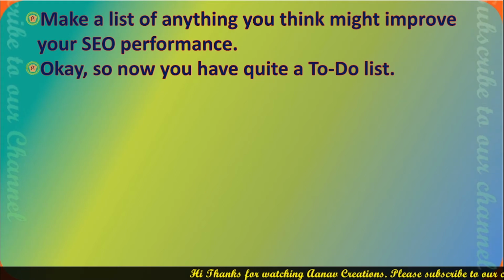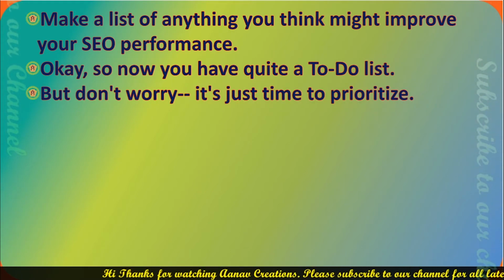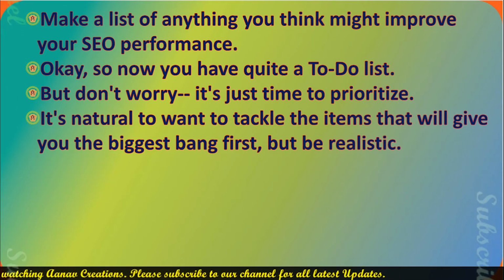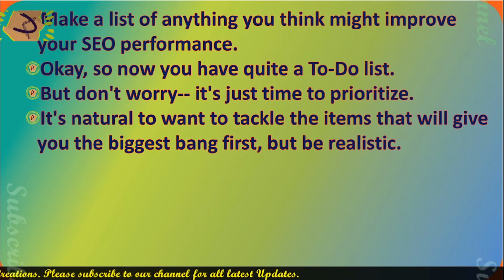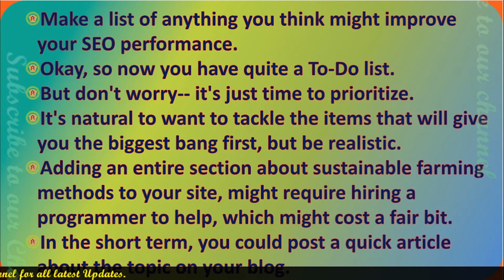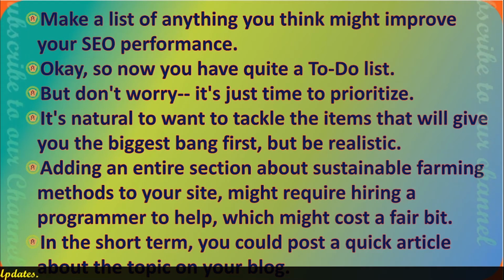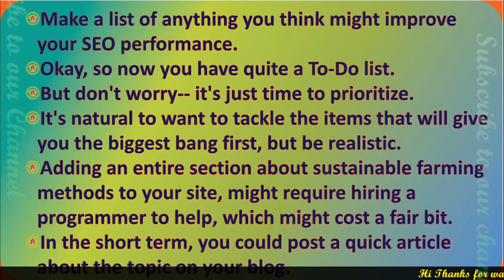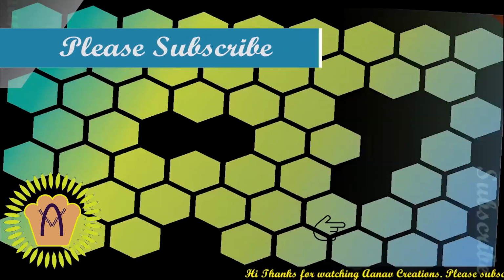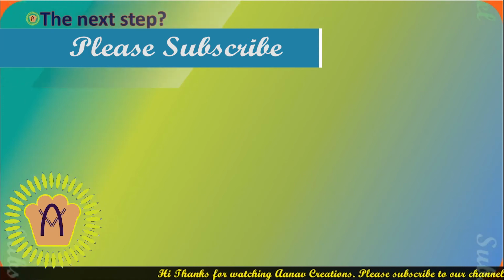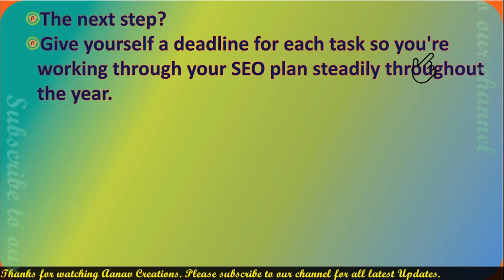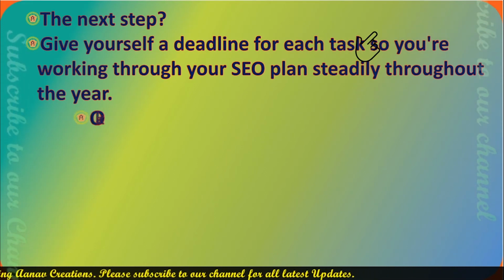Okay, so now you have quite a to-do list, but don't worry, it's just time to prioritize. It's natural to want to tackle the items that will give you the biggest bang first, but be realistic. Adding an entire section about sustainable farming methods to your site might require hiring a programmer to help, which might cost a fair bit. In the short term, you could post a quick article about the topic on your blog. The next step, give yourself a deadline for each task. You are working through your SEO plan steadily throughout the year.